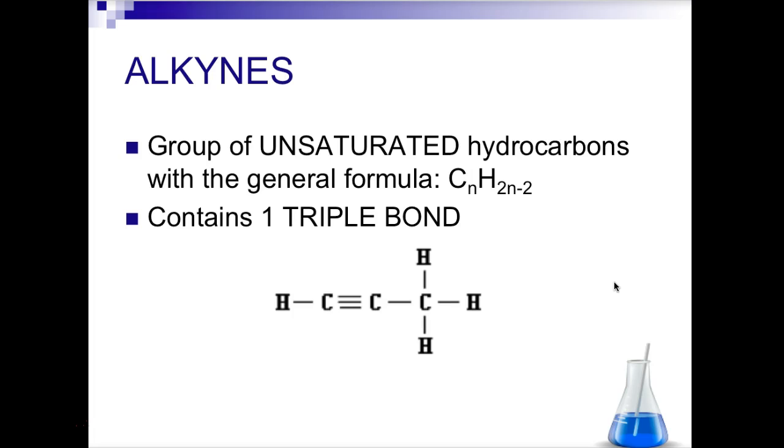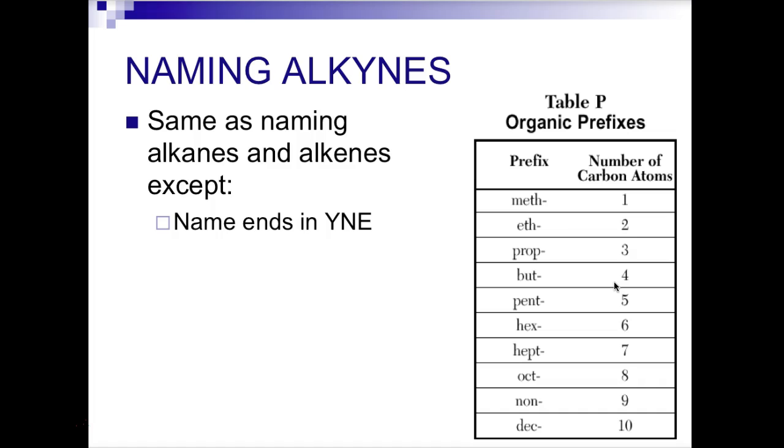So when you're looking at these, you have to think about these differently. And the biggest thing for you to think about when you're naming alkanes, alkenes, and alkynes is you need to look at what their formula is telling you. Their formula tells you everything. So when we are naming alkynes, we're going to do the same thing. We're going to use the same prefix, but instead we're going to end in YNE. And that YNE tells us that they have a triple bond in them.